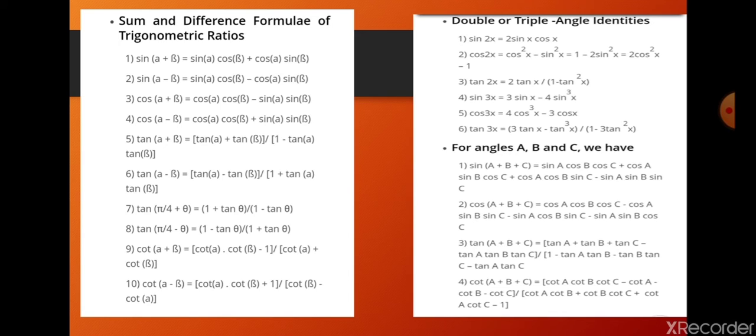And tan of A plus B plus C equals tan A plus tan B plus tan C minus tan A into tan B into tan C, whole thing divided by 1 minus tan A into tan B minus tan B into tan C minus tan A into tan C. Cot of A plus B plus C equals cot A into cot B into cot C minus cot A minus cot B minus cot C, whole thing divided by cot A into cot B plus cot B into cot C plus cot C into cot A minus 1.